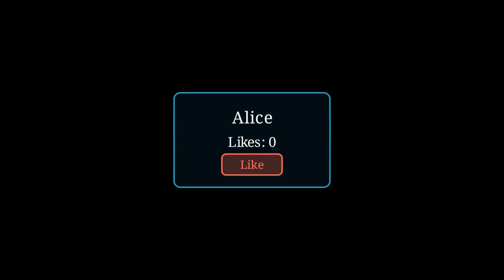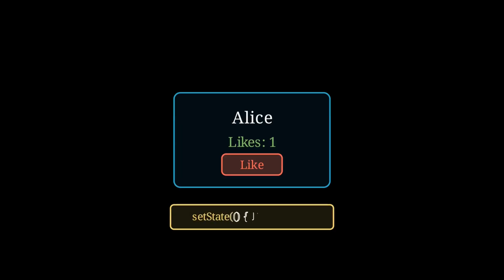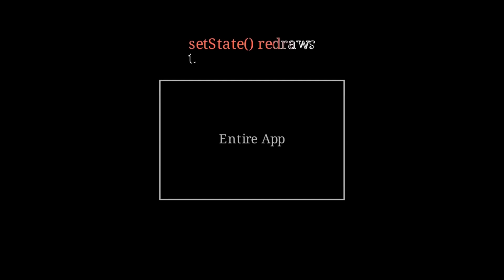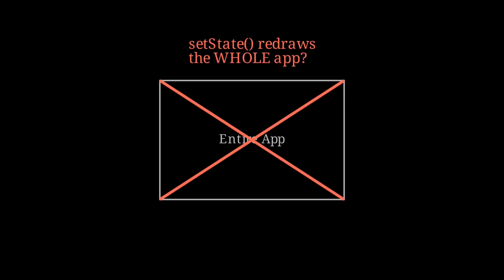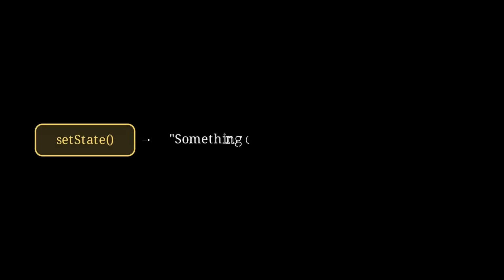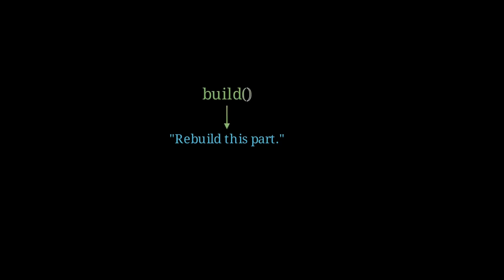Now let's see what happens when the user taps the like button. The likes value changes from 0 to 1. We call setState. Many beginners think setState redraws the whole app, but that is not the best way to think about it. setState tells Flutter, something in this state changed. Please rebuild this part of the widget description. So Flutter calls build again for that part.